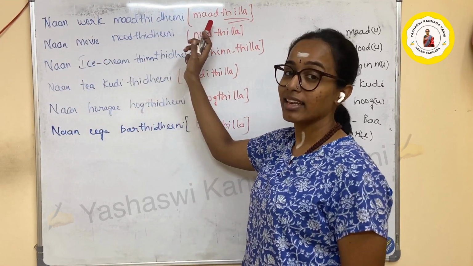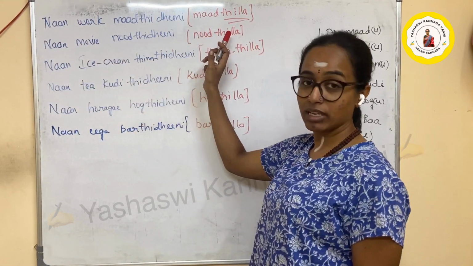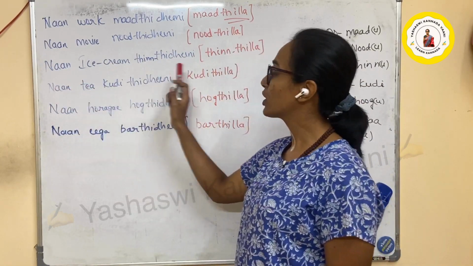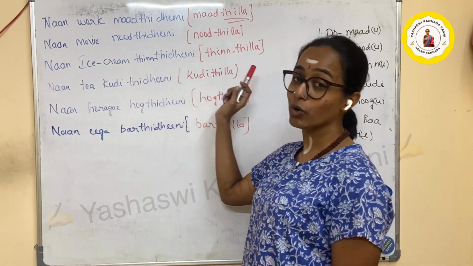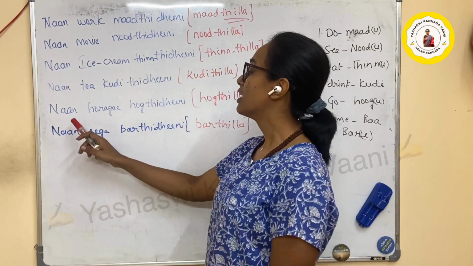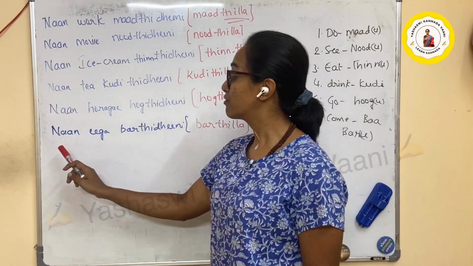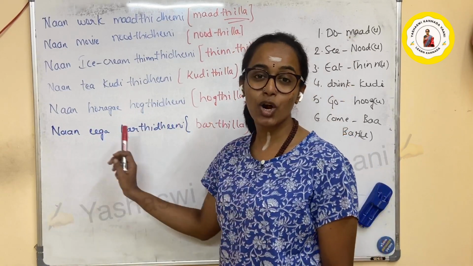Raju work ಮಾಡ್ತಿಲ್ಲ. Suma movie ನೋಡ್ತಿಲ್ಲ. ಅಮ್ಮ ಐಸ್ ಕ್ರೀಮ್ ತಿಂತಿಲ್ಲ. ನಾಯಿ ಟೀ ಕುಡಿಲಿಲ್ಲ or ನಾಯಿ ಮಿಲ್ಕ್ ಕುಡಿಲಿಲ್ಲ. ನಾಯಿ is a dog. Okay. ಅಪ್ಪ ಹೊರಗೆ ಹೋಗ್ತಿಲ್ಲ. ಅಪ್ಪ is not going outside. Friends ಈಗ ಬರ್ತಿಲ್ಲ. Friends are not coming now.